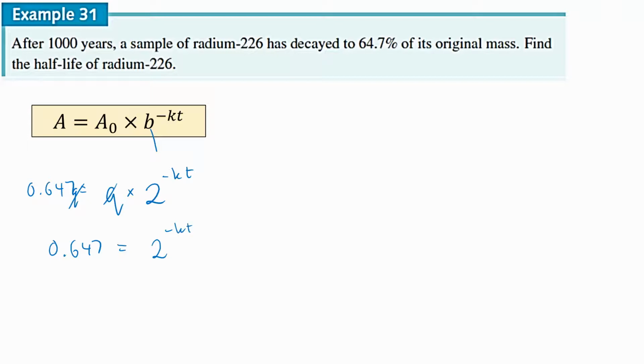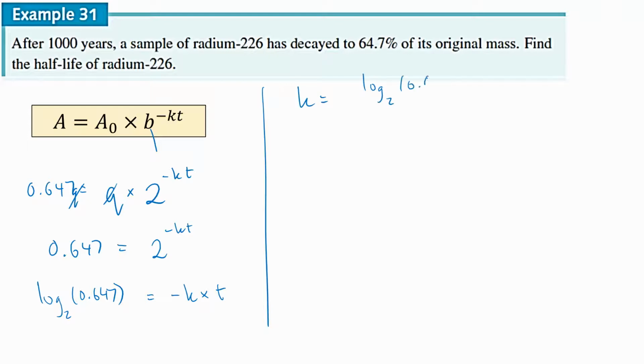I use log rules to remove it all to find K because I already know what T is. So I use log rules and I get log base 2 of 0.647 is equal to negative K times T. But you already know what T is. T was 1,000. So here we solve for K, and K was equal to log base 2 of 0.647 over negative 1,000 because we already know T is 1,000. So you got K. But that wasn't our goal. Our goal was to find half-life. How long does it take to get to half-life?